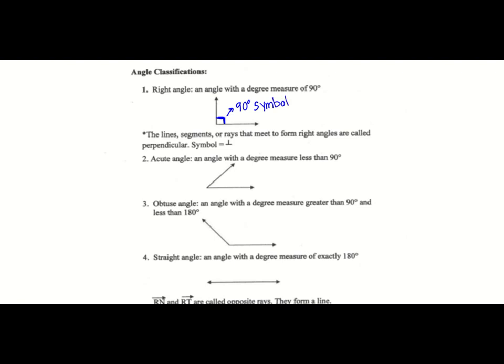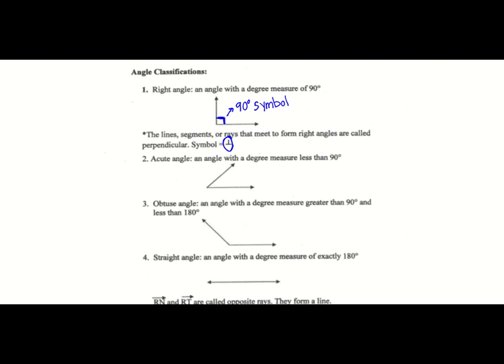So every time you see a little box in that corner, it tells me that I have a right angle of 90 degrees. And our line segments or rays here are perpendicular. So perpendicular lines always form that right angle. The symbol for perpendicular is this upside down T here. That means that I have perpendicular lines, so that means I have a right angle, 90 degrees.